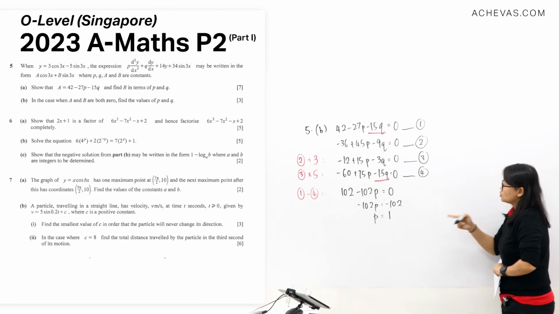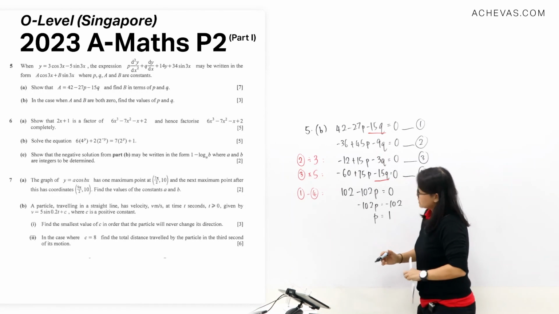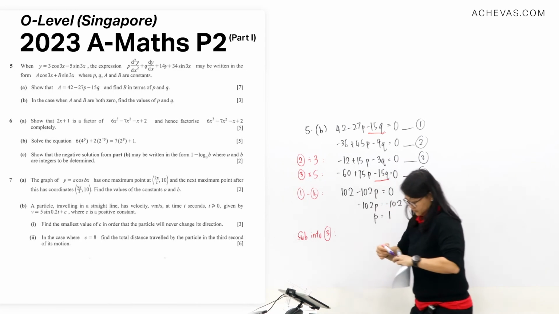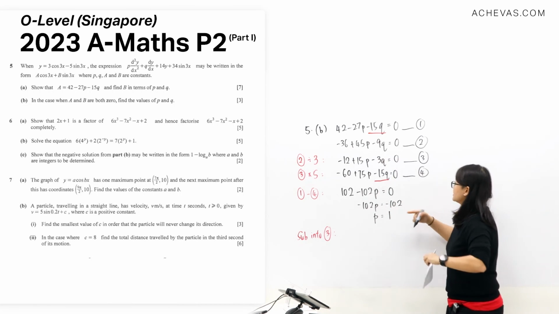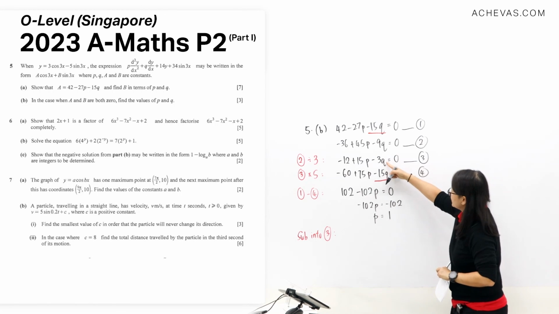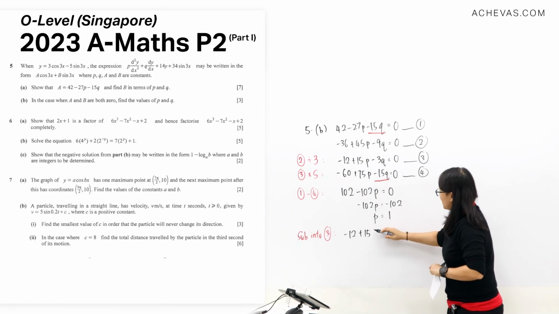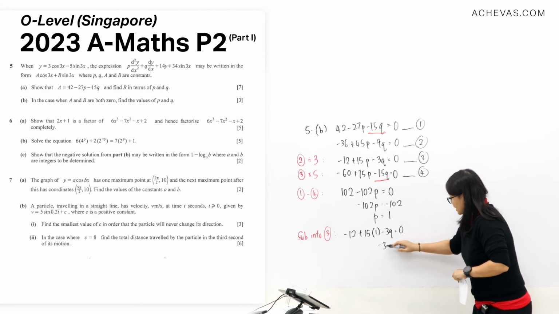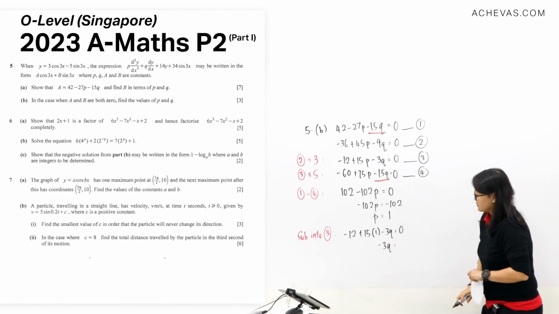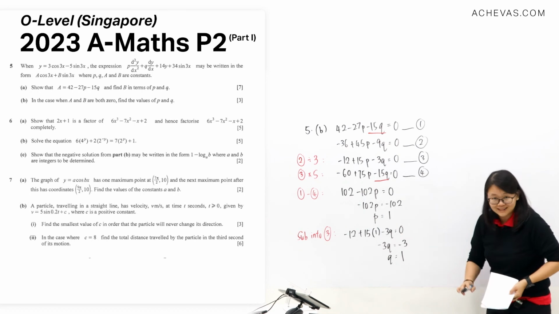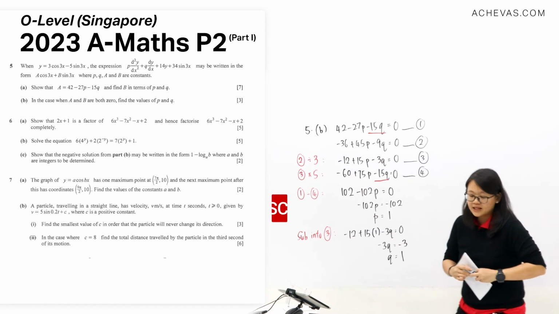All right. I just want to plug into one of the equations. So I'm going to substitute into number 3. So next, I will sub p equals to 1 into number 3 here. I'll be getting negative 12 plus 15. P will be 1, so 15 times 1 minus 3q is equals to 0. Moving the numbers to the right, I'll be getting minus 15 plus 12, negative 3. So q will also be 1. That's for question number 5b.